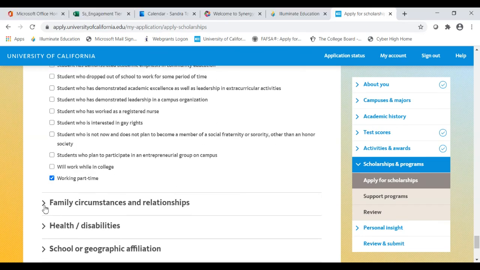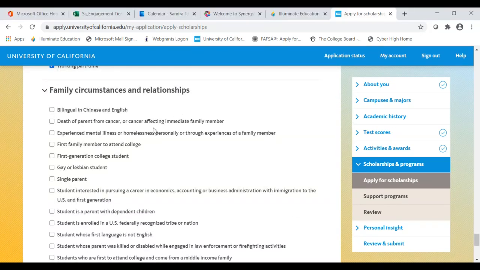So go through that. Family circumstances, first generation college student. Yep, that was me. I was the first family member to attend college. I'm the first one, and I have younger siblings, so yep, that would be me too.